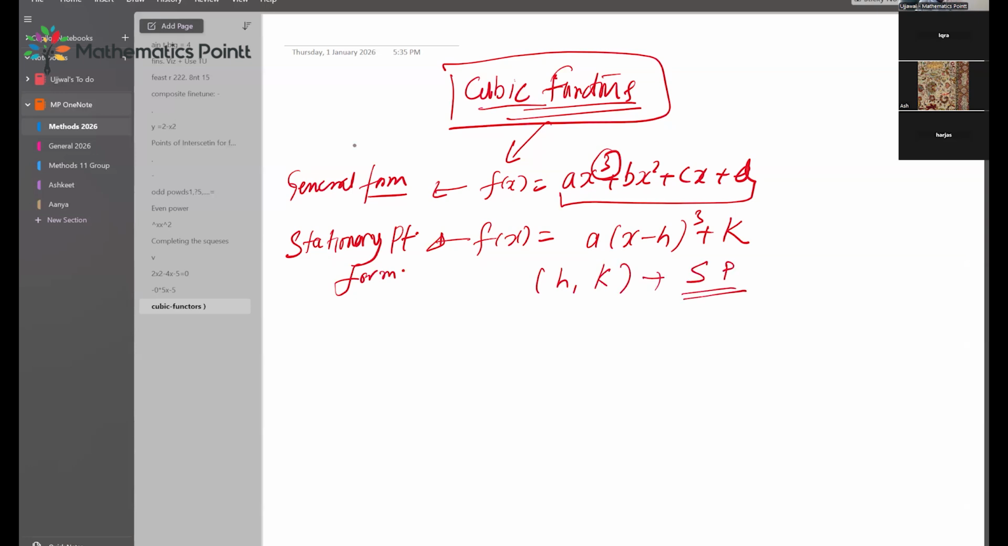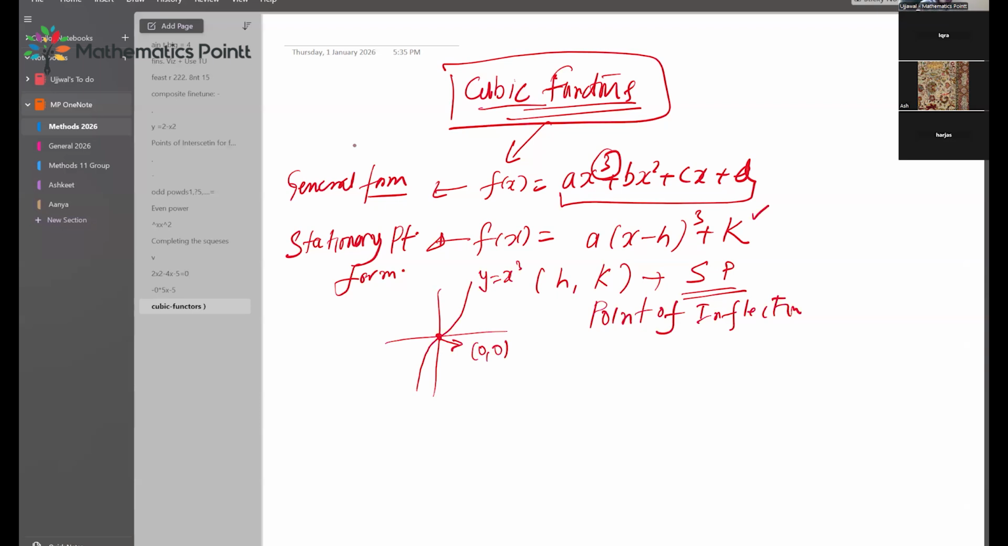is your stationary point. In the world of cubic, the stationary point, especially when you have something like this, is the point of inflection. What is point of inflection? That is the point of inflection. In this scenario, 0, 0, and I've drawn a graph for y equals x cubed. This is my point of inflection.